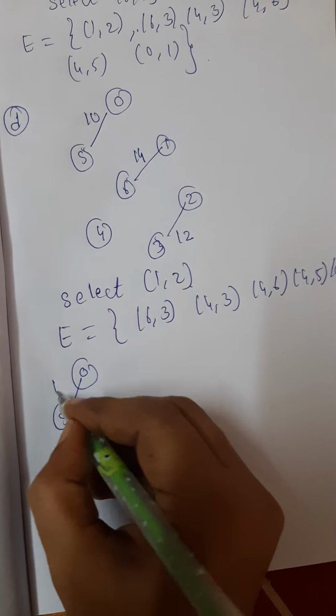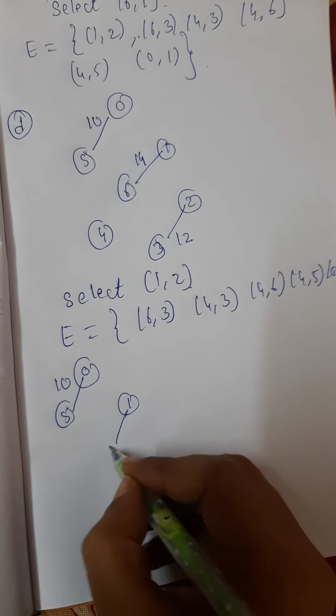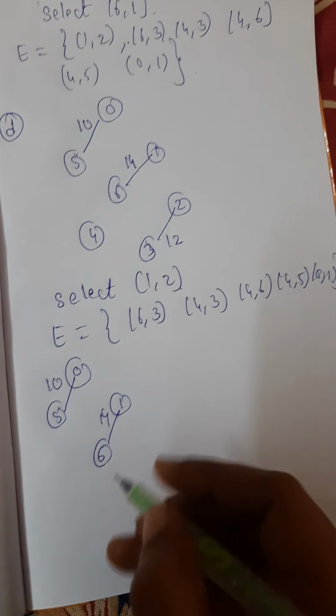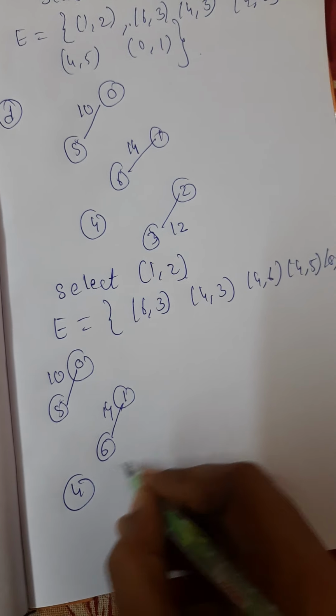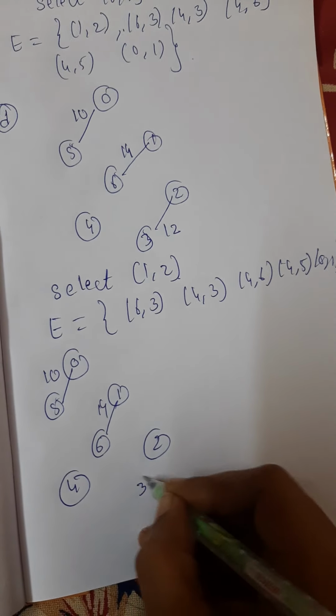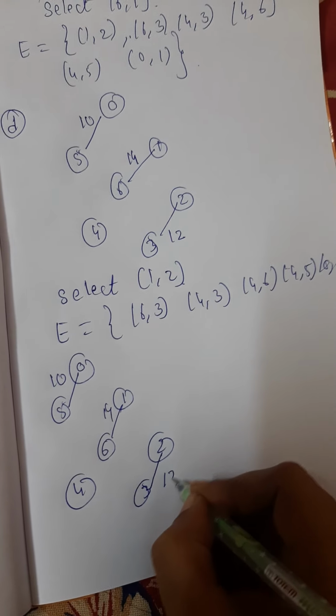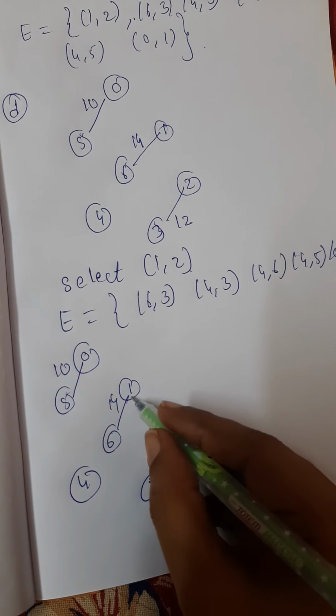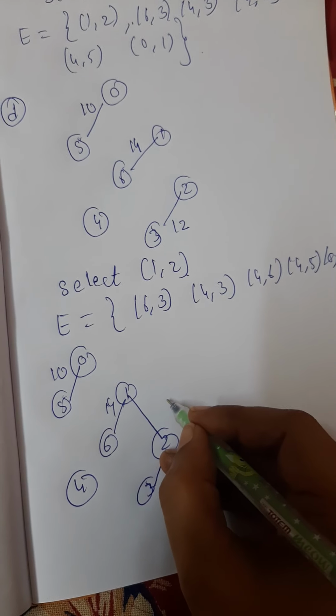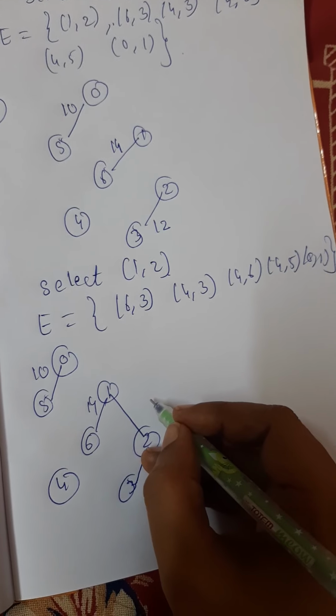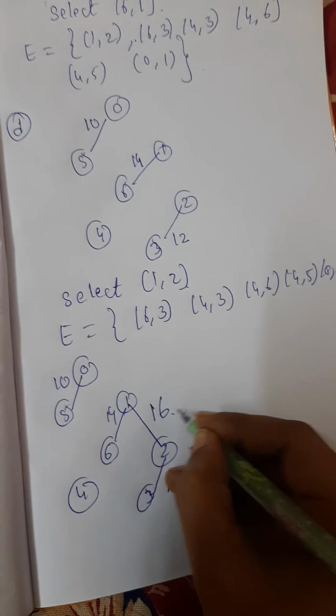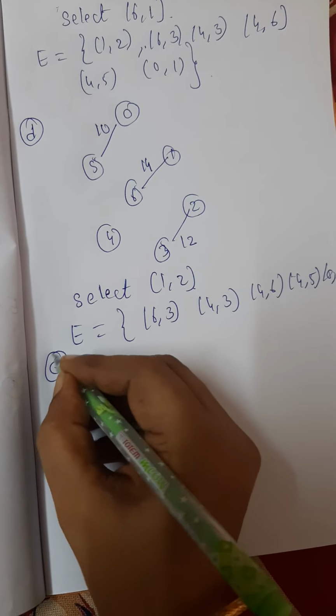5. This is 10, 1 6, it is 14, 4, 2, 3. This we have already added, 12. Now which one am I adding? 1 2. It is not forming a cycle. So 1 2, what is the cost of 1 2? It is 16. So this is figure number E.